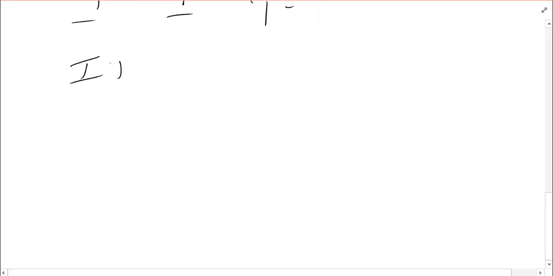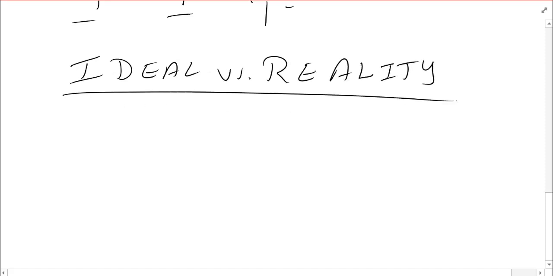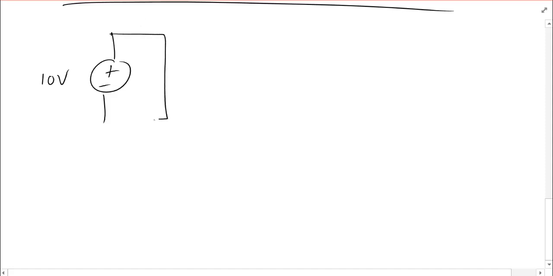Now is the time to talk about something called ideal versus reality. And I'm putting this in capital letters because it's important to know that when we talk about circuit elements, we're making certain assumptions. Almost always these assumptions don't matter. However, there are some times we can draw a circuit diagram that's physically impossible. Here's one of the times we can do that. Let's say that I have a voltage source at 10 volts. Could I draw a circuit that does this? Certainly, I just did. But what is this circuit really telling me?